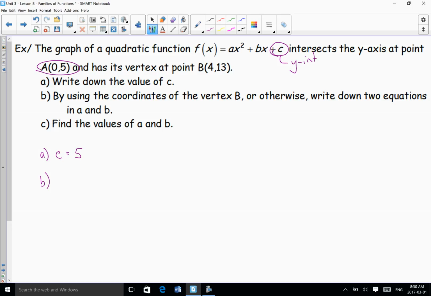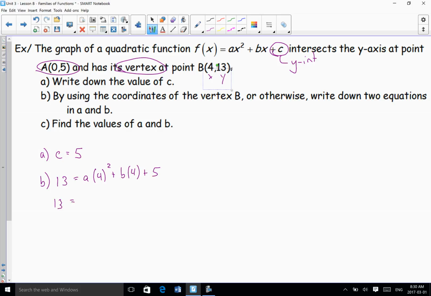We know that b is made up of a point. We also know that's the vertex. So one simple equation could be 13 equals a times x squared plus b times x plus c. C we just figured was 5, right?